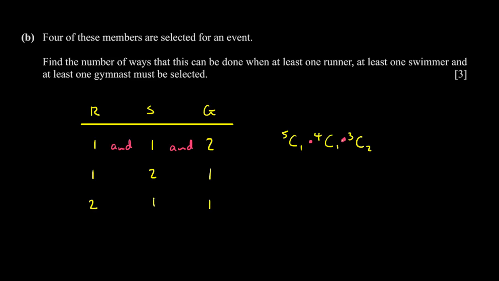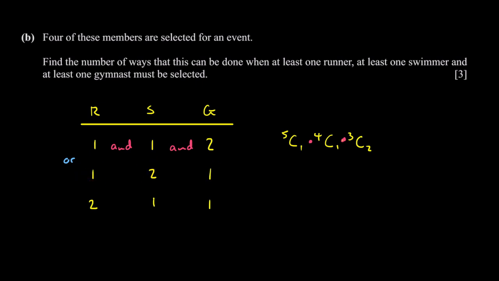So I'm multiplying those events. But then what I've got, right, is I've not only got this case, 1 runner, 1 swimmer, and 1 gymnast, I've also got to consider this separate case, right? So it could be this, or I could have this case, which is 1 runner, 2 swimmers, and 1 gymnast.